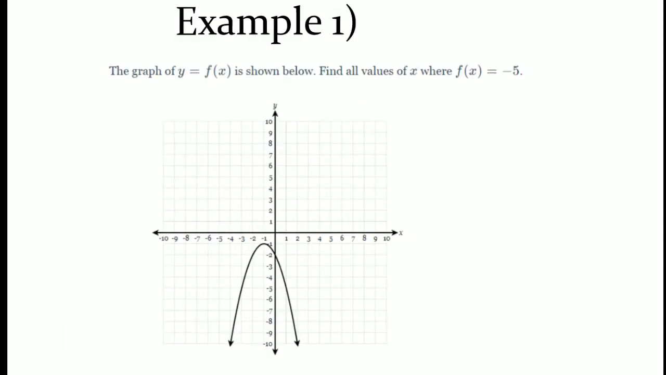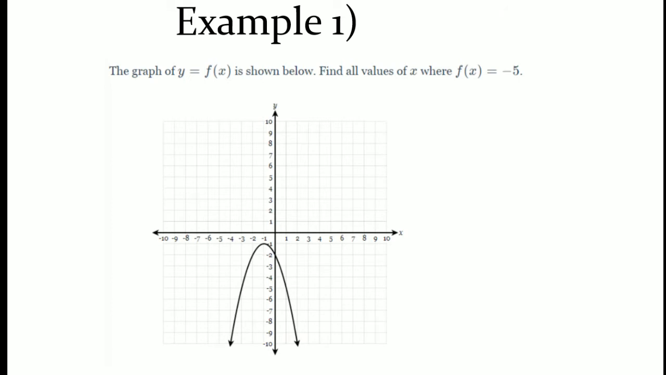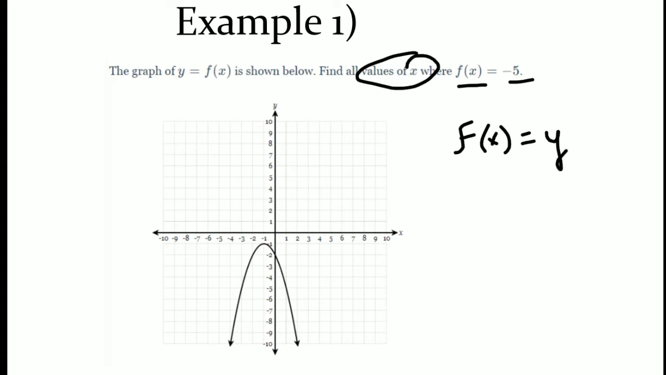So this is a quadratic function. We don't know the exact function, but we do know that there are a bunch of inputs and a bunch of outputs. This question is asking us to find all the values of x where f of x equals -5. We remember from the previous lesson that f of x is the same as y. So really this is asking what are all the values of x when y is equal to -5. So y is equal to -5 right here.